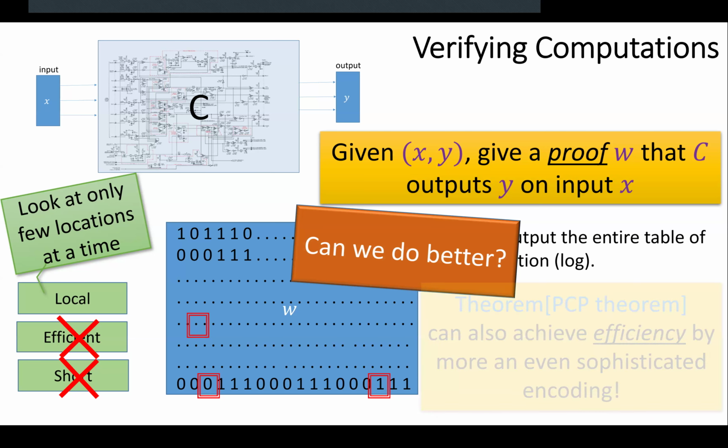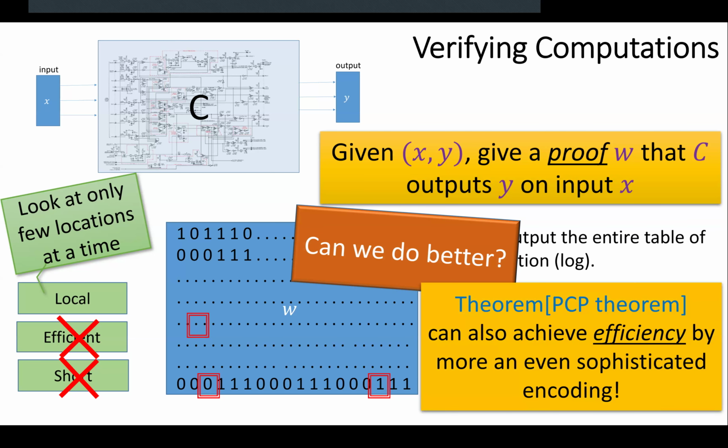So now comes another major result in computational complexity, this time from the 90s. This is called the PCP Theorem, and it tells you that you can come up with an even more sophisticated encoding of the witness, which is also efficient. And by efficient, I mean the verifier is only going to look at 3 locations in the proof. That's it. So of course there is a catch here.